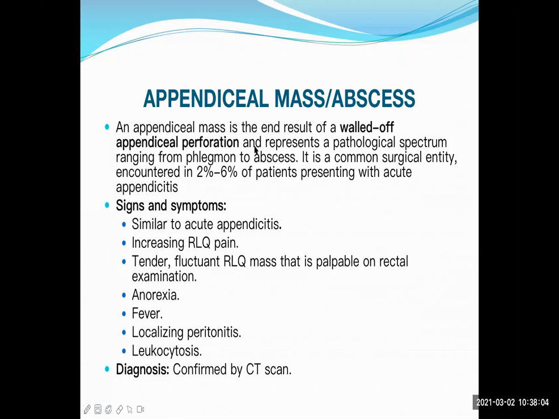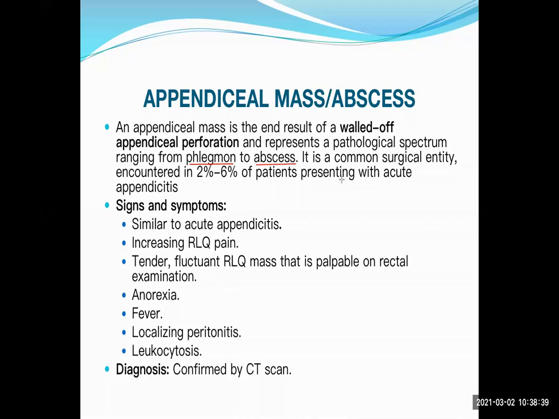The appendiceal mass is the end result of a walled off appendiceal perforation, and it represents a pathological spectrum ranging from phlegmon to abscess. Now, this phlegmon may be a new term for you. Okay, the meaning is very simple though. This is the involvement of soft tissue which is around the appendix. If those soft tissues are inflamed, we call them phlegmon. Abscess is a localized collection of pus.